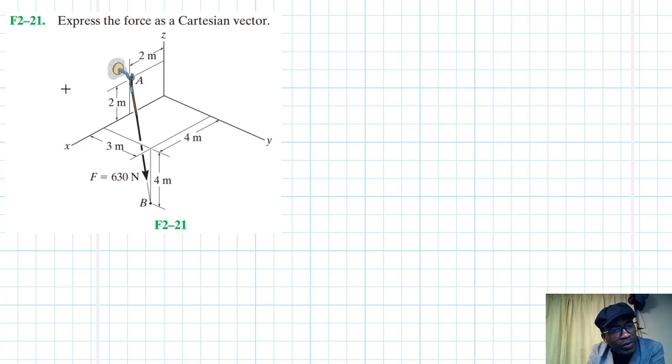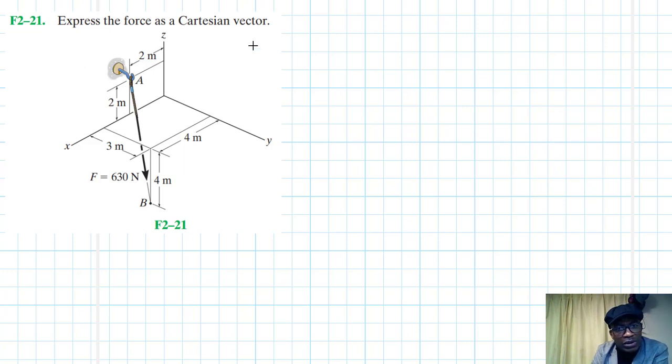Hello, I welcome you all to this another interesting screencast, and the problem reads: express the force as a Cartesian vector. This problem is coming from the Engineering Mechanics Statics textbook, 13th edition by R.C. Hibbeler. Right, so I've been asked to express the force as a Cartesian vector.